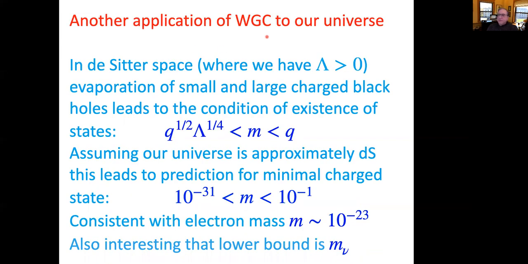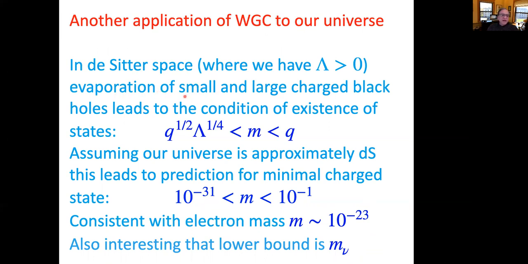Another application of the weak gravity conjecture to our universe is the following. We live in a universe with dark energy, and the dark energy basically means that we live in a space which is approximately de Sitter space. When you solve Einstein's equation with positive energy, it's exponentially expanding, and this space is called de Sitter space. Now, when I was telling you about the evaporation of black holes, I gave you a condition, mass less than or equal to charge, which was the weak gravity conjecture.